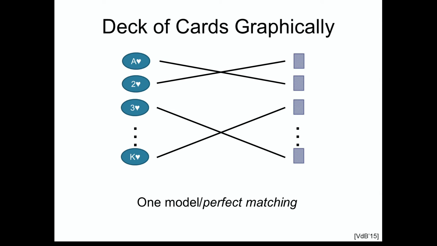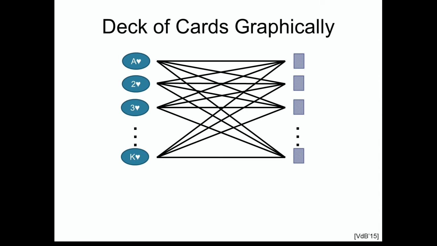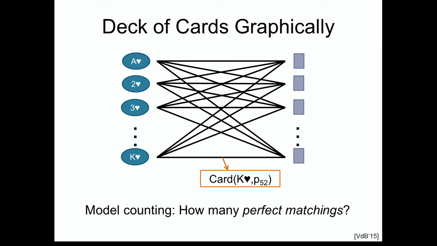A model here, so one model of the sentence in first order logic is simply a perfect matching in this bipartite graph, right? It's matching every card to every position. Final observation is that if I count models, I'm counting perfect matchings, okay?